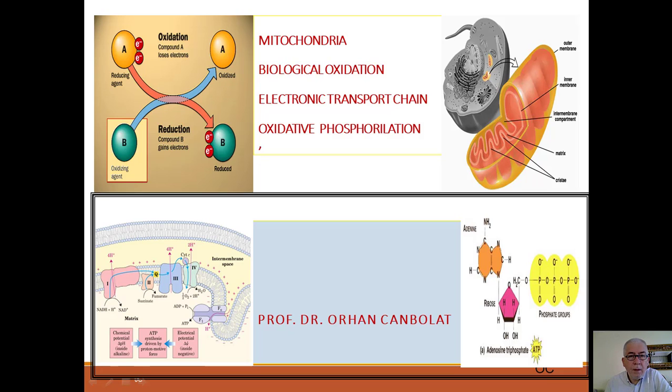Hi everyone. In this lecture, I will talk about mitochondria, biological oxidation, the electron transport chain, and oxidative phosphorylation. The chemical bond energy of lipids, carbohydrates, and amino acids must be converted into the chemical bond energy of ATP. This is not possible directly. Chemiosmotic theory explains how we achieve all these processes. The theory established the relationship between the electron transport chain and ATP synthesis.